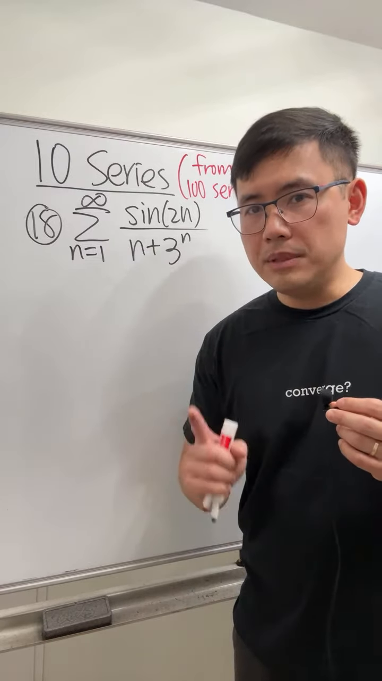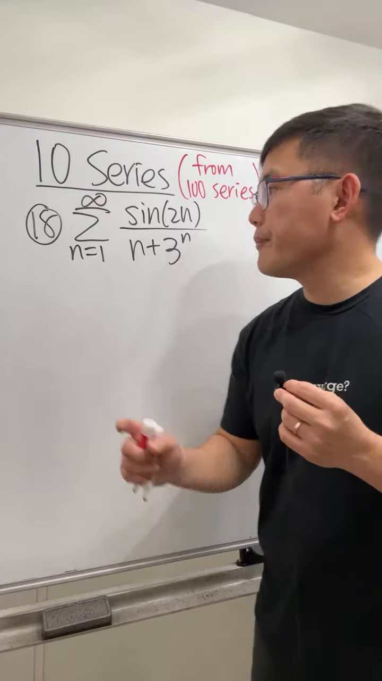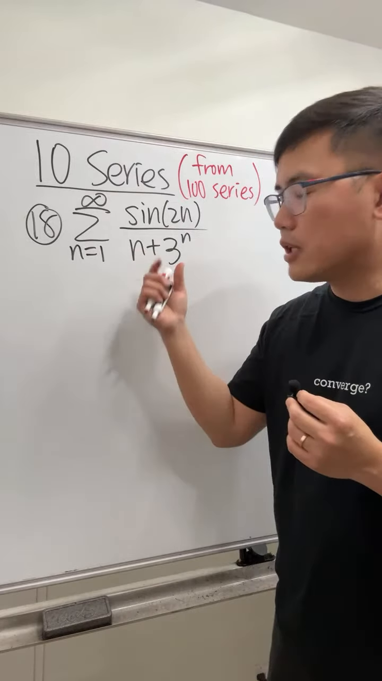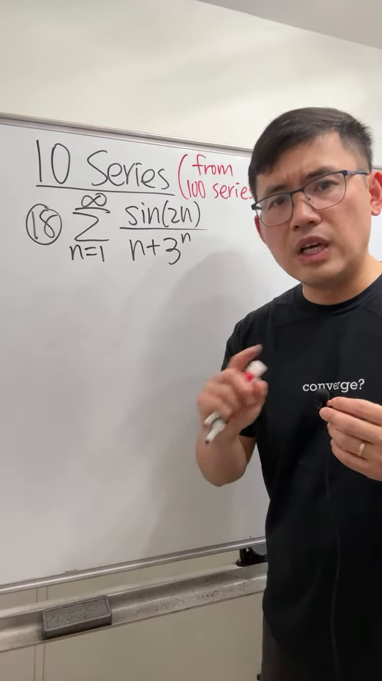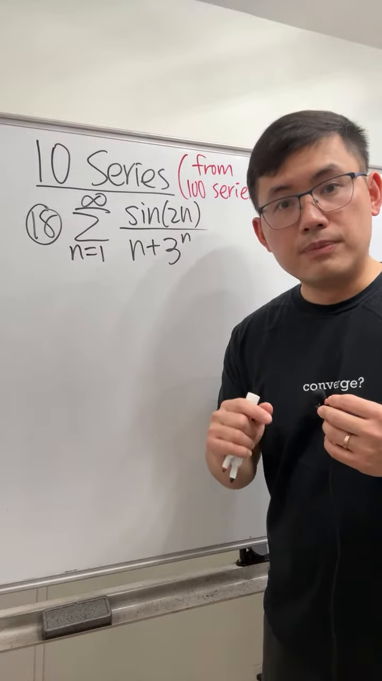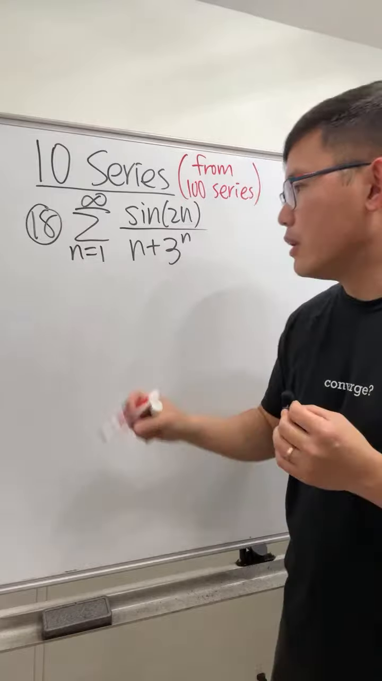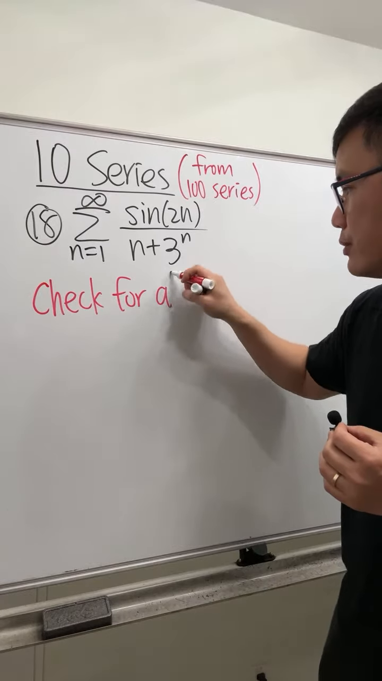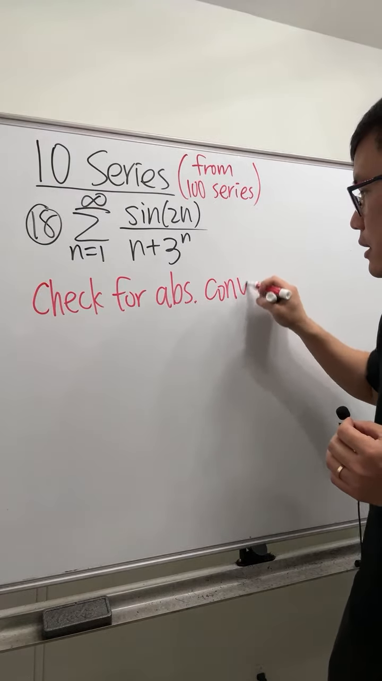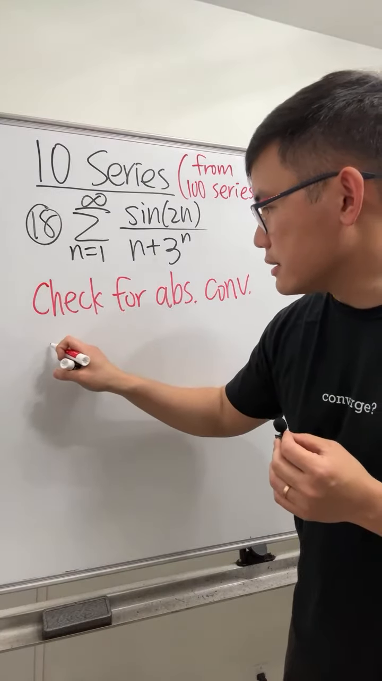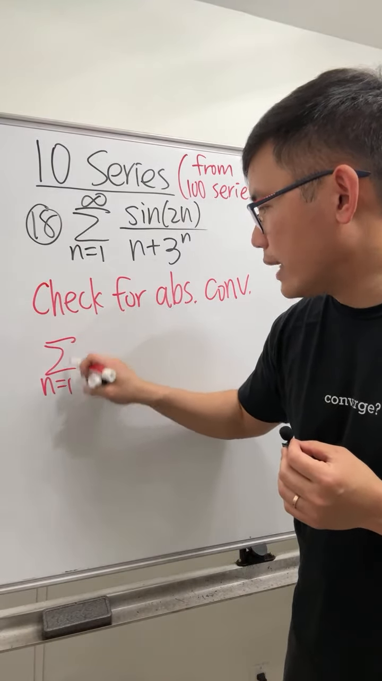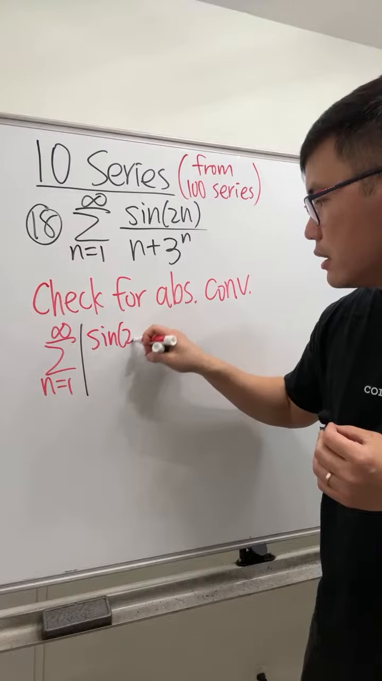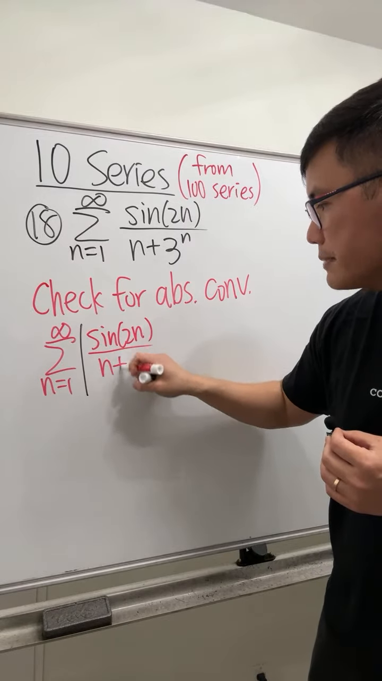But before that, let me tell you, here's a clear indication, right? When we have sine of whatever, earlier we went over that these terms will be positive, negative, negative, and we don't like that. So let's get rid of the negative. How? We are going to check for absolute convergence. In other words, we are going to consider the series as n goes from 1 to infinity, and let's just apply the absolute value for this right here. This is how we check for absolute convergence.